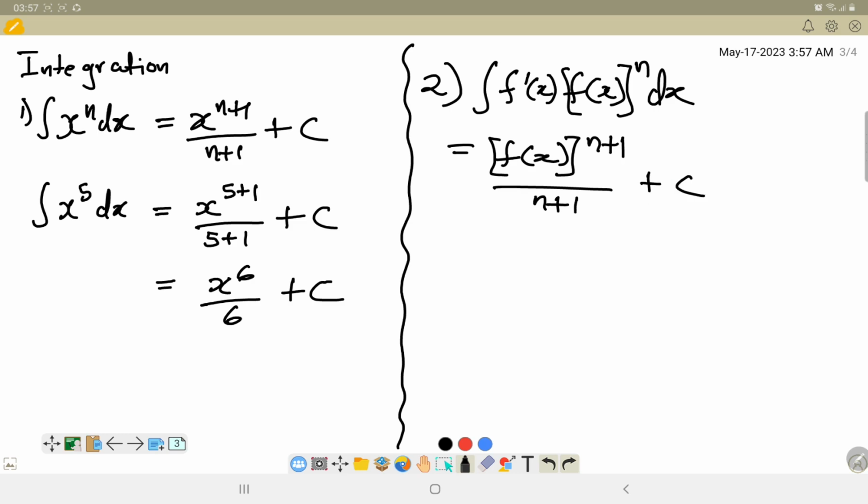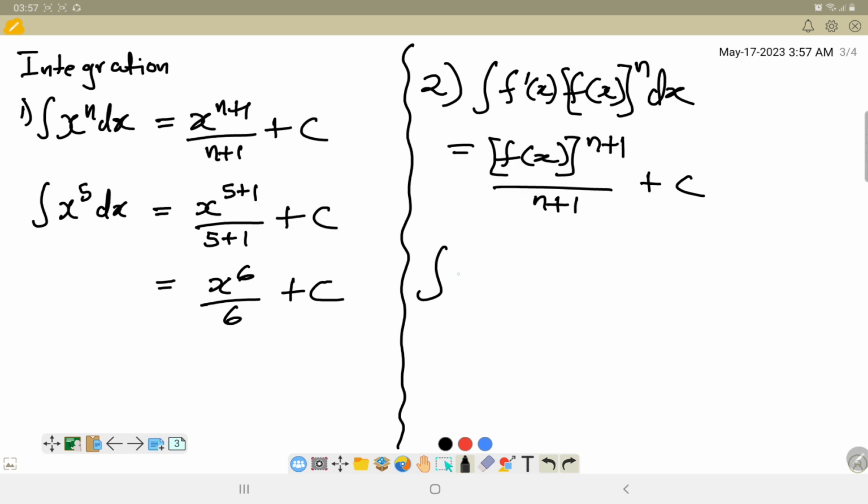So meaning that if you have an integral where there is f of x and on the side sits exactly its derivative, what you do is you just write f of x to the power n plus 1 over n plus 1, and then of course plus c. So let's look at an example.